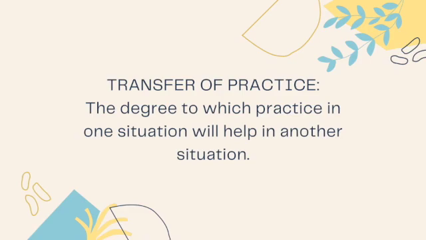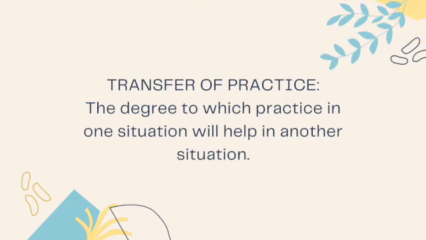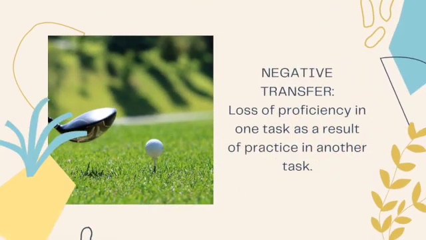Transfer of practice can be defined as the degree to which practice in one situation will help in another situation. In general, there are two types of transfer of practice, which are positive and negative. Negative transfer can be defined as loss of proficiency in one task as a result of practice in another task. For example, this occurs when people simultaneously practice baseball and golf.